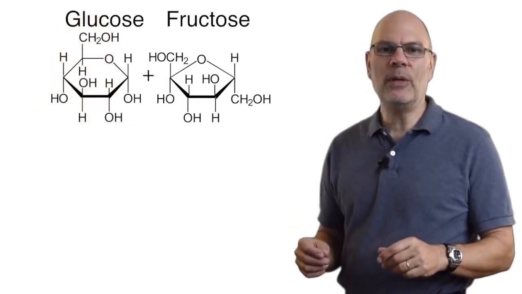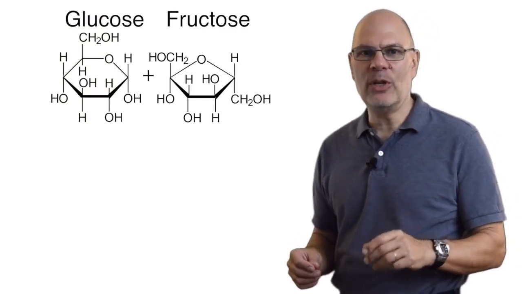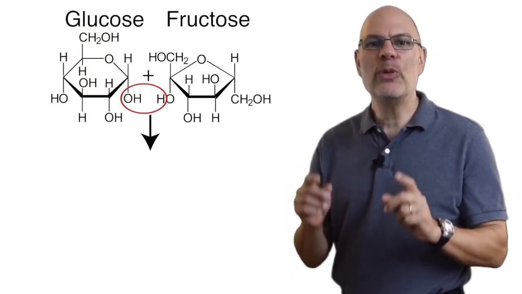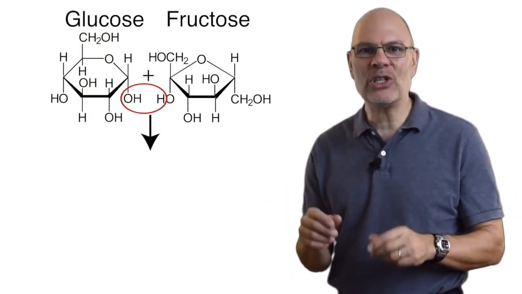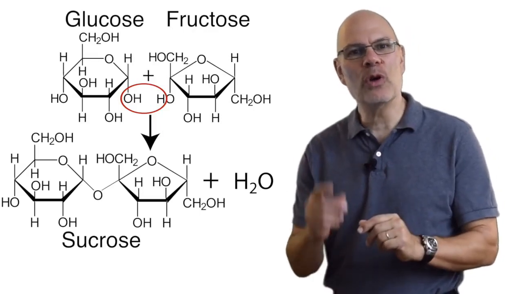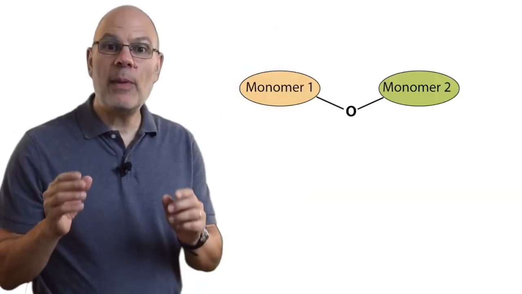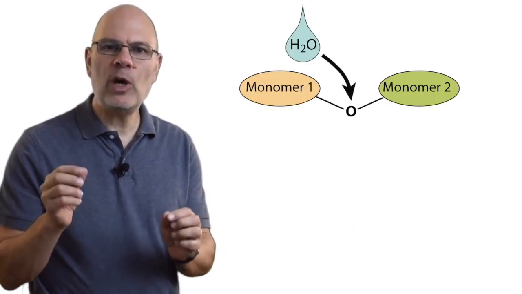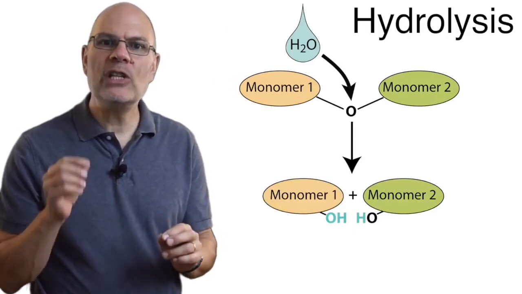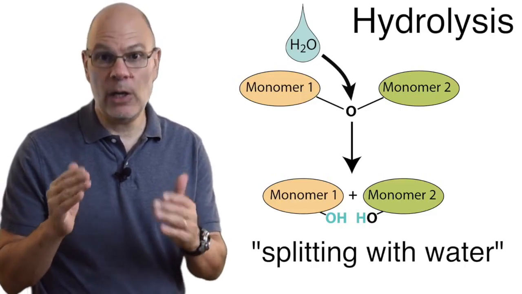Here's a sweet example. Here are 2 carbohydrate monomers, glucose and fructose. Through a dehydration synthesis reaction, they combine to form sucrose, or table sugar. Organisms also need to be able to break polymers apart. It's a big part of what happens during digestion. Enzymes break the bonds between monomers by jamming a water molecule in between them. It's called hydrolysis, splitting with water.